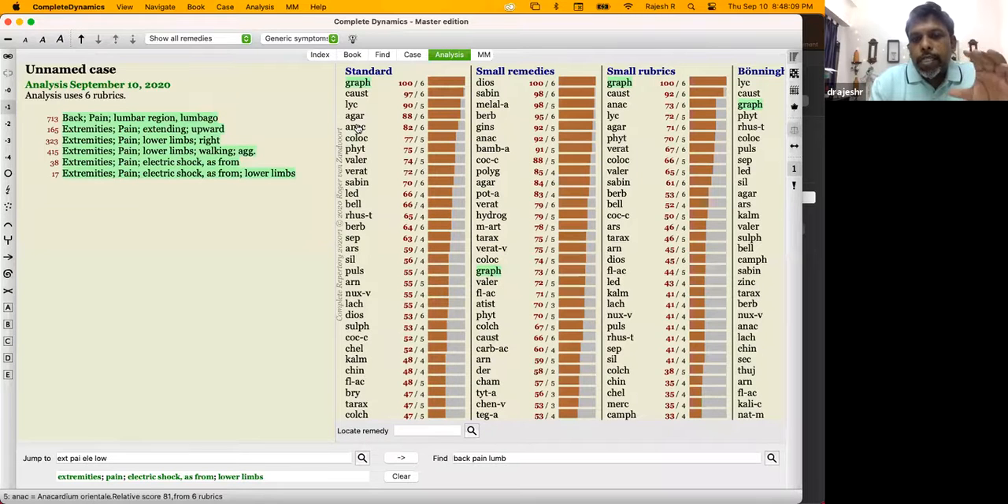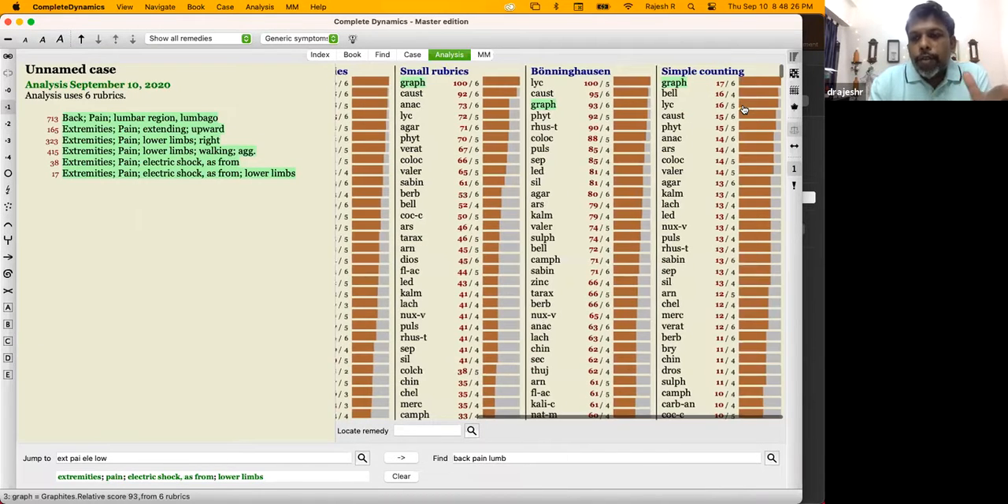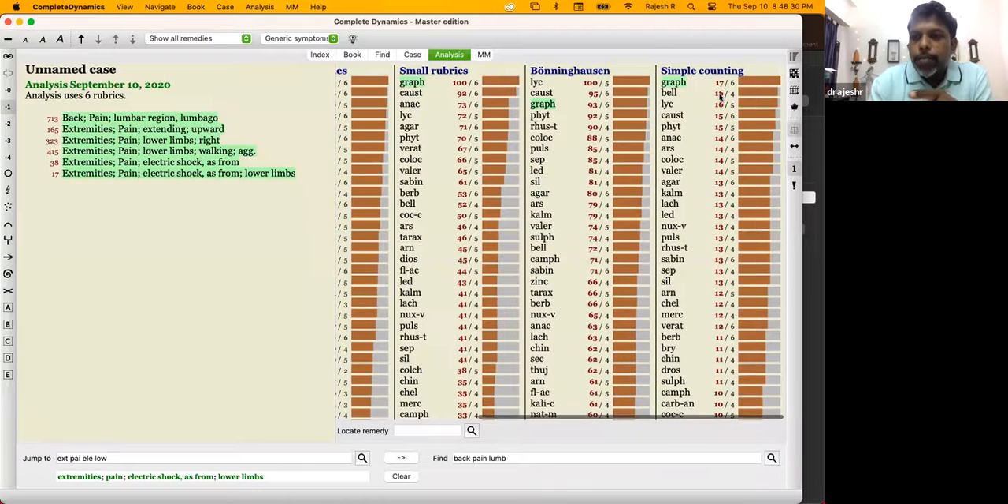So if your case is actually very clear, perfect to the totality, then this gap between the first and second remedy would be very large. So you can be clear in your remedy. Also, you can see in different modules which one is covering what, and then you can go with it. Simple counting is similar to what we actually do in the paper repertorization.